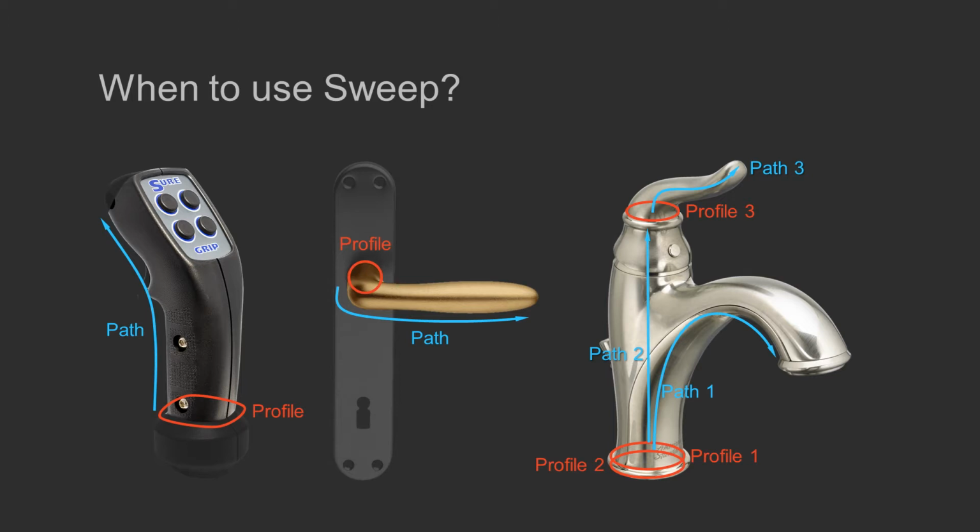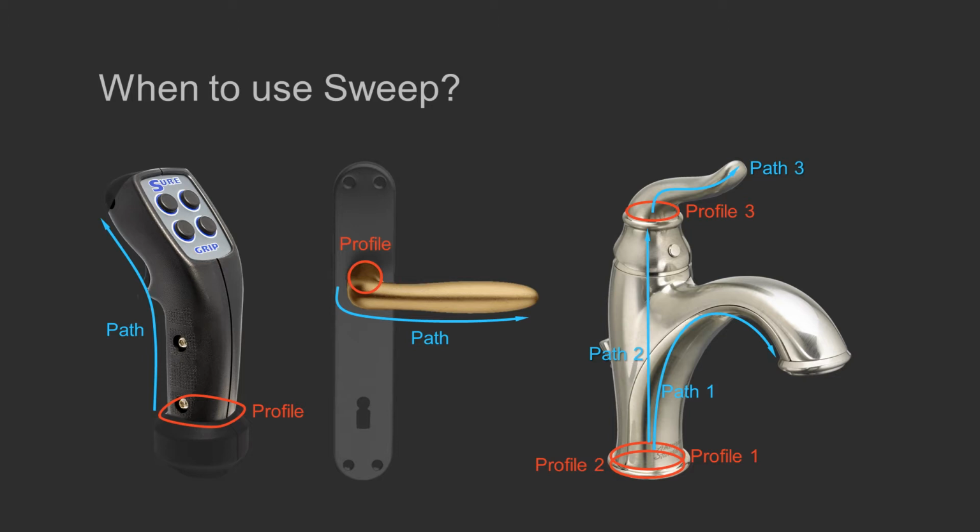So these products here would be examples of how that's used. In the game controller on the left, a profile is created at the base and then swept up to the top to create the complex grip area and trigger area. Quite likely there would be some guide curves to alter that profile as it moves along the path to get the shape that the designer wants for the actual handle area of the game controller.